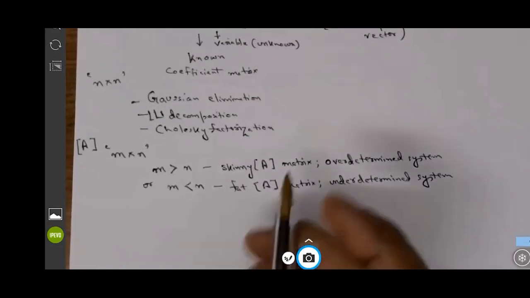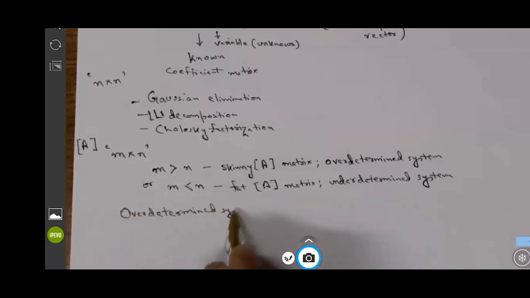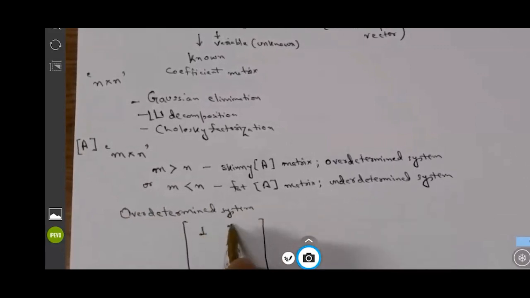Okay, so why is it called skinny? Because if you look at the overdetermined system, that's what we were discussing in the last lecture, where we have a large number of equations but a smaller number of unknowns. I was taking the example of fitting a straight line through a bunch of data points.